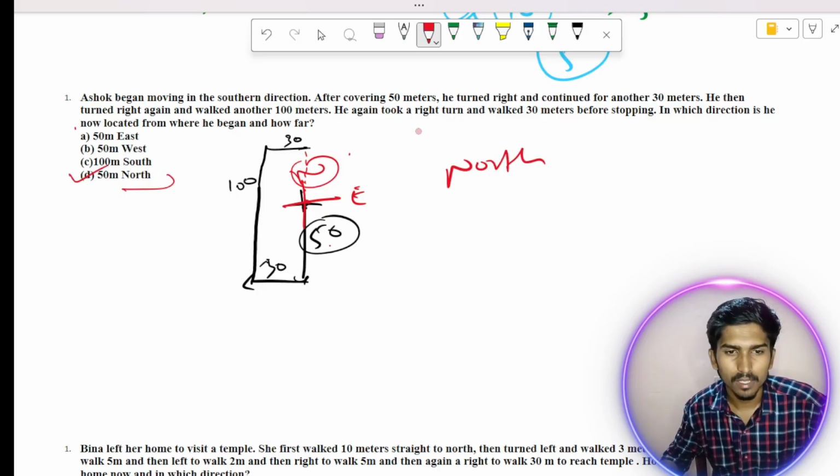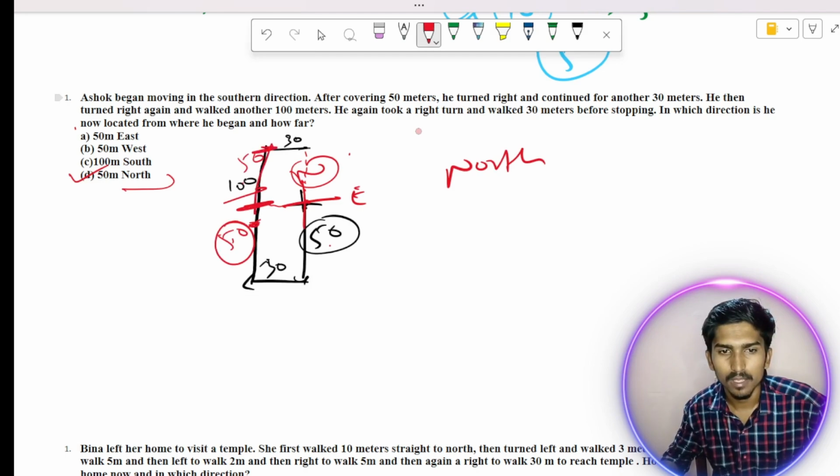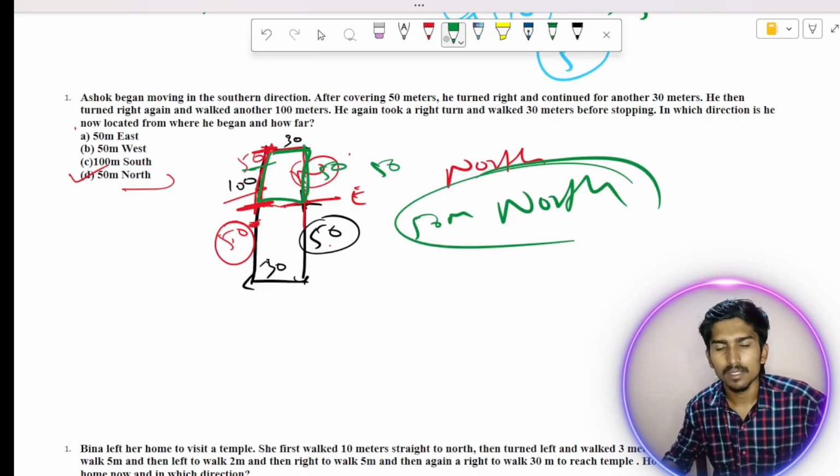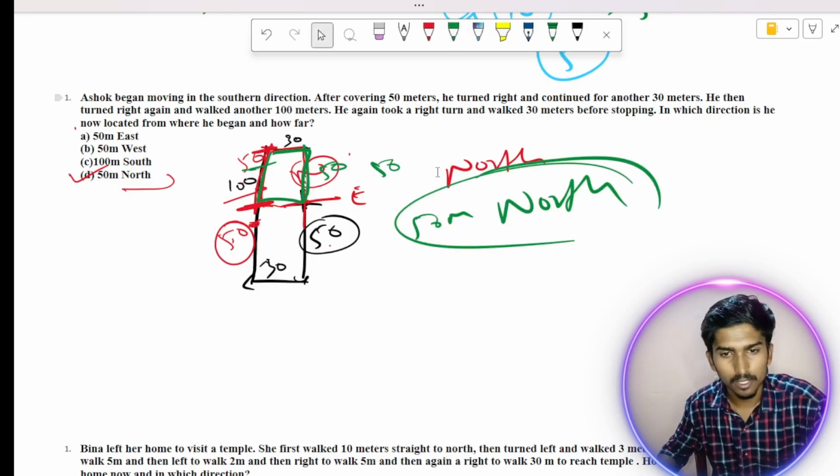If it is 50, it will also become 50. In 100, if you minus 50, it will become 50. Only this distance is 50. So it is also a rectangle. Can you see this? If it is 50, it will also be 50. The distance here is 50. So 50 meters north. Very simple. Let's go to the next question.